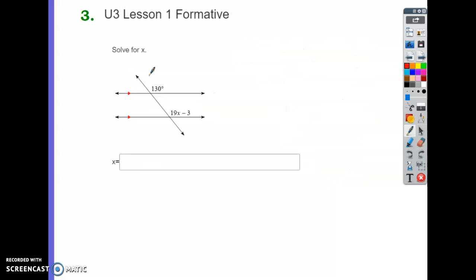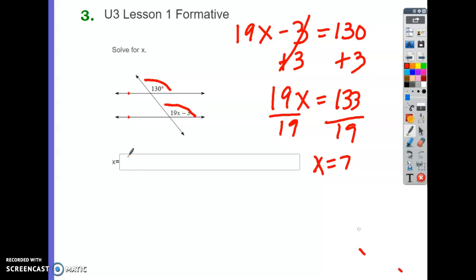Number 3, these are corresponding angles. Corresponding angles are congruent when the lines are parallel. So you'll set them equal to each other. There's the geometry. I'm going to pause and do the algebra. Solve the equation. You get x equals 7. You type in just the number 7.